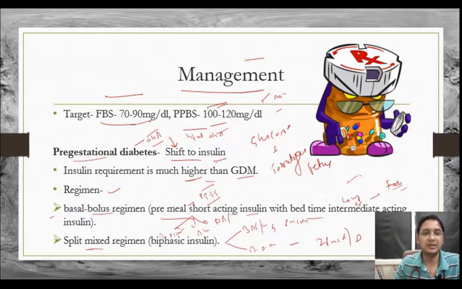As we compare, here are 4 pricks, and this is 2 pricks. So the split mix regimen is more compliant for the patient. But when we compare blood sugar control, the basal bolus regimen is better. But split mix is also a good option, because as we know, the patient is most of the time reluctant about insulin, and it is very difficult to counsel the patient to take insulin. So 2 pricks is okay.